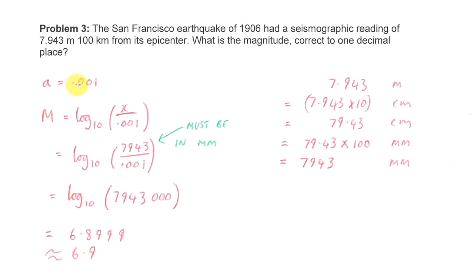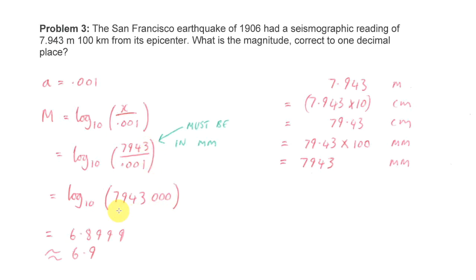So A is 0.001. X, the distance, is 7.943. That's what it measured in meters, and we need to convert that to millimeters. So, of course, 7.943 meters is equivalent to 7,943 millimeters. So write it down in terms of that.